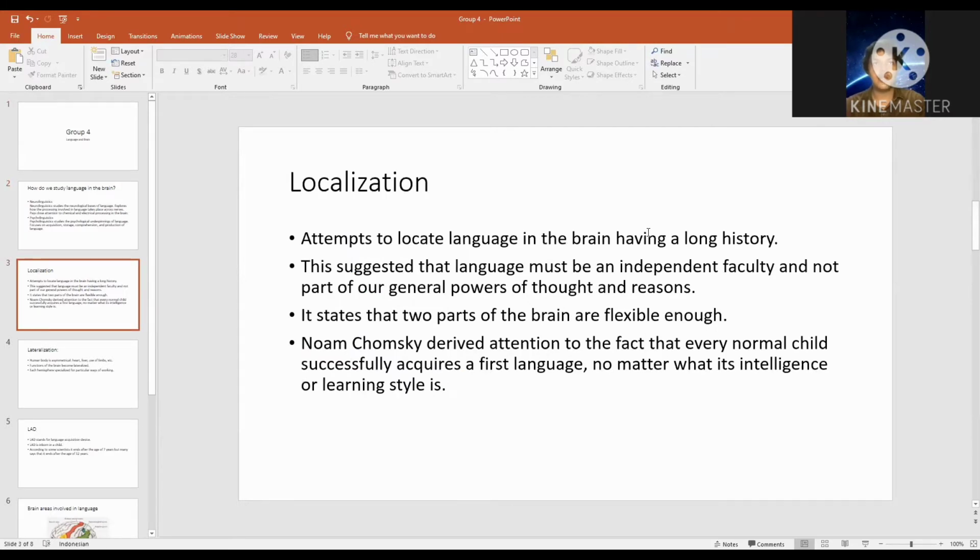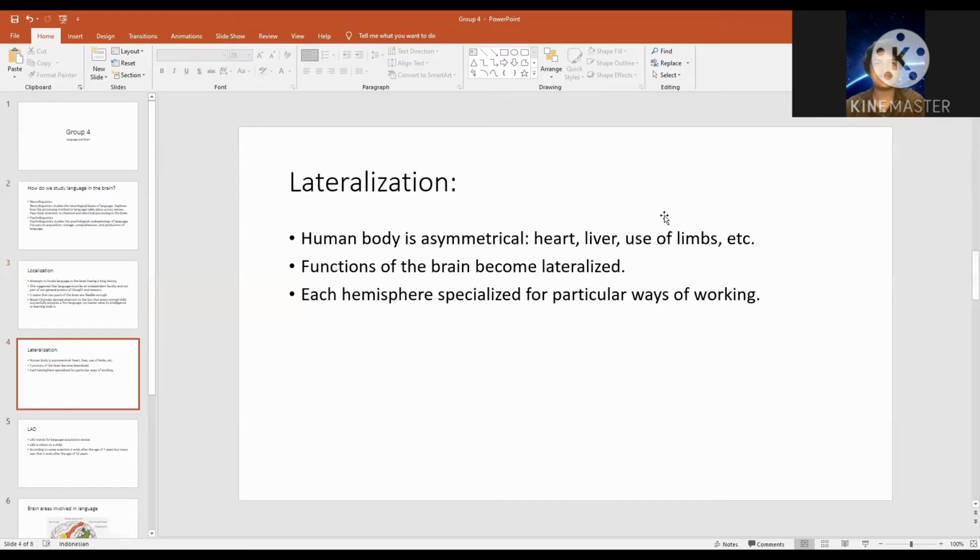Next is localization, which attempts to locate language in the brain and has a long story. This suggested that language must be an independent faculty and not part of our general power of thought and reasoning. Noam Chomsky drew attention to the fact that every normal child successfully acquires a first language, no matter what its intelligence or learning style is.